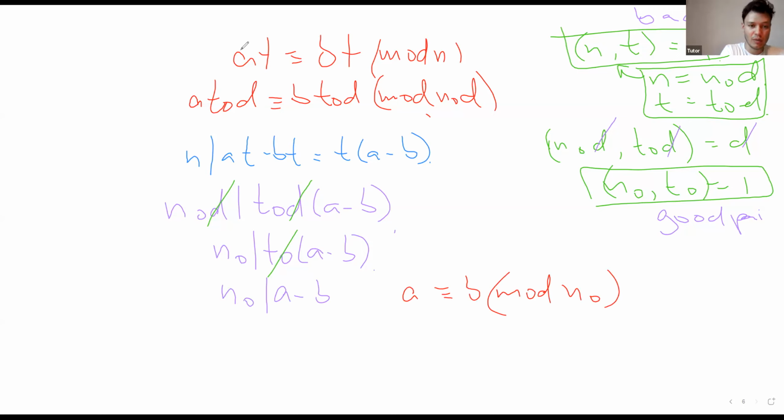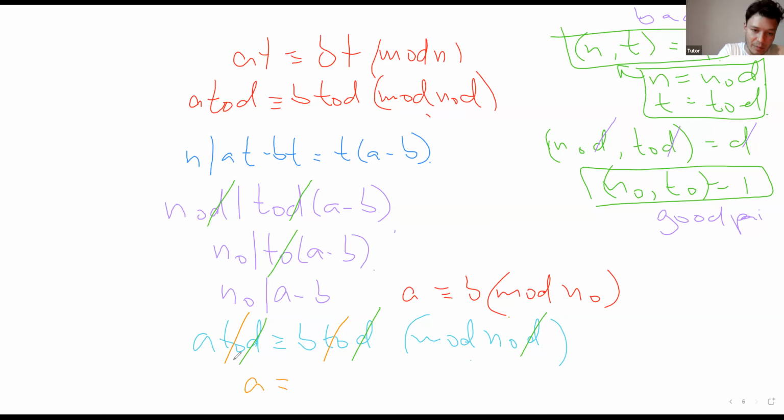So if you started with something along the lines of a t0 d being congruent with b t0 d mod n0 d, you need to look at what's the bad stuff in here. The bad stuff is the common divisor d. So you can cancel d everywhere, but then you're left with t0. But t0 is good to n0, so you can always cancel the t0, right? Then you're left with a congruent with b mod n0, which is n divided by d, right? Okay, cool. So this is how division works.